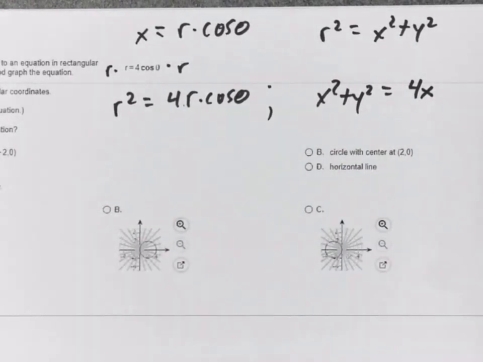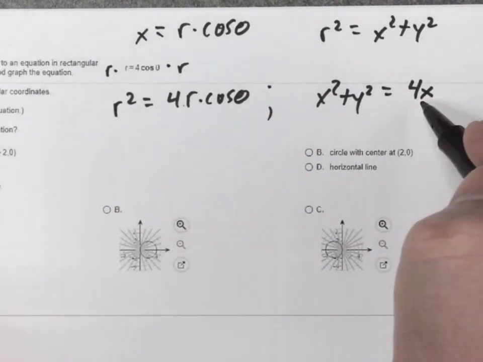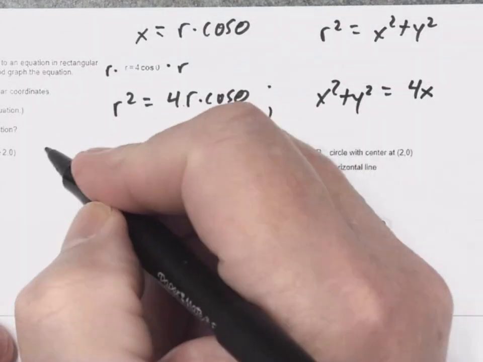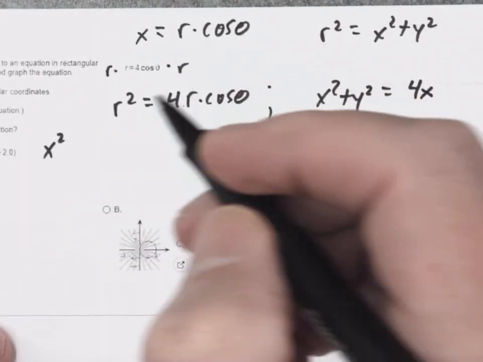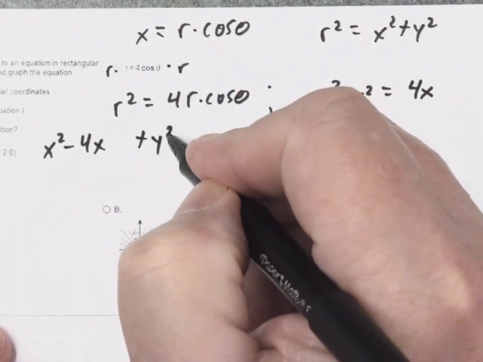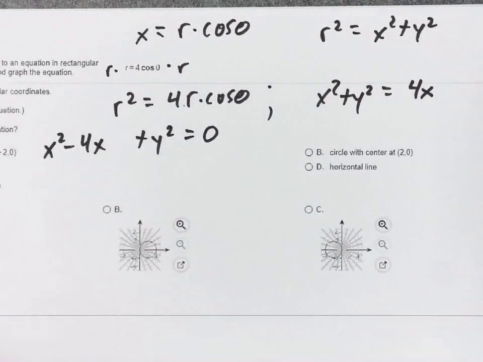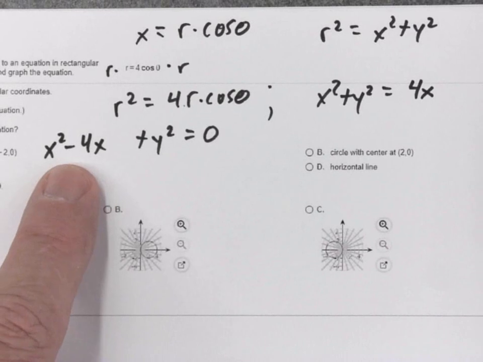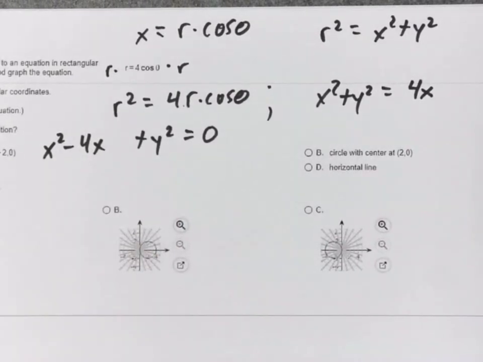Now you may not at this point know what that is, but if you've done some math or algebra long enough, you realize that, well, let me just do it. I'm going to get everything on one side. So I'm going to have x squared minus 4x. Now you may or may not realize, but if we do a procedure called completing the square on this equation, it is actually going to be the equation of a circle.